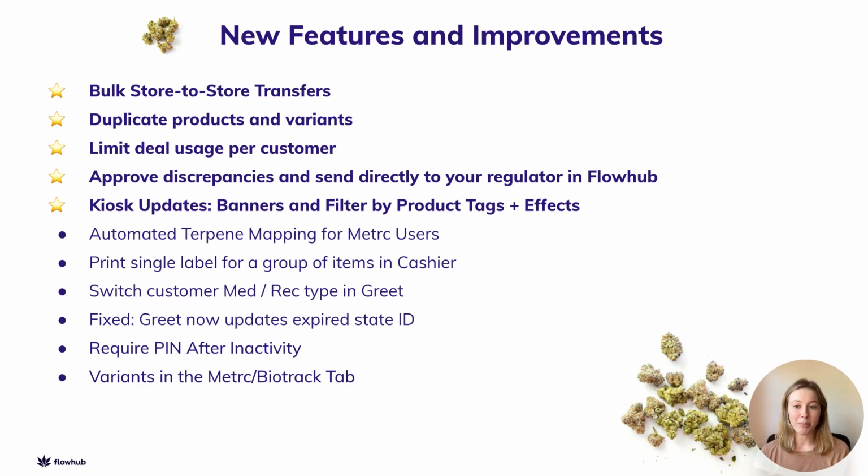Some features I will not be showing you today, but want to make sure you're aware of them, include automated terpene mapping for metric users. We are now mapping all of the terpenes from your test data that we get from metric to the Flowhub terpene options. You can now print a single label for a group of items in cashier. So if someone came in and bought 72 drinks, you could choose to only print a single label for that instead of printing 72 separate exit labels.